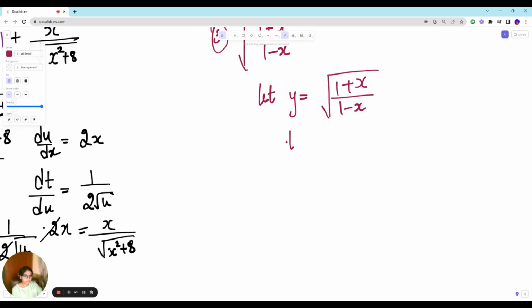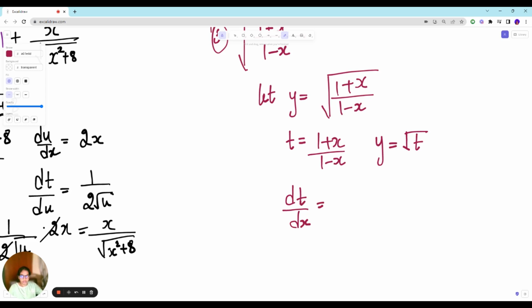What will I substitute as t? Let me take 1 plus x divided by 1 minus x as t. Now what would become of our given question, that is y? That would be root t. I know how to find the derivative of this and this. How do you find dt by dx? Which rule do we use? We use the quotient rule.